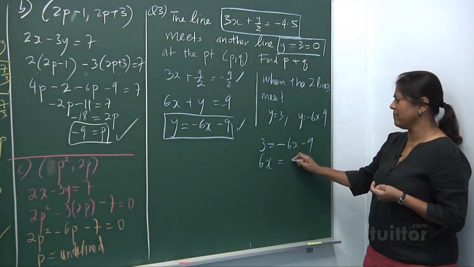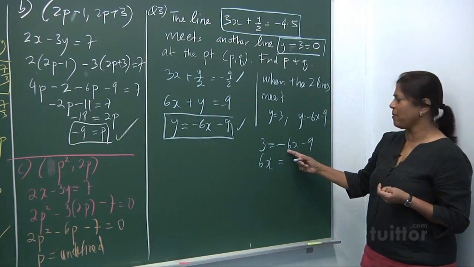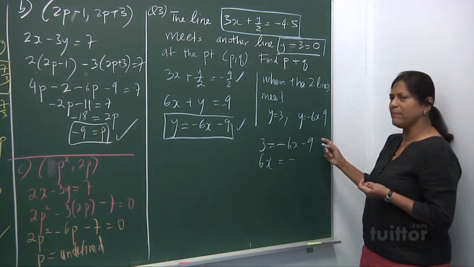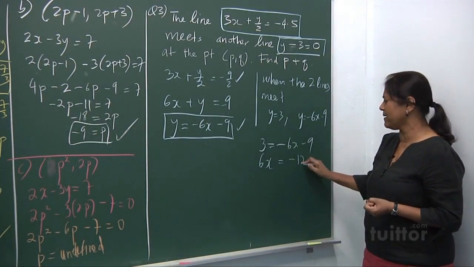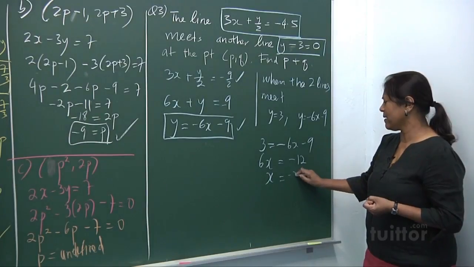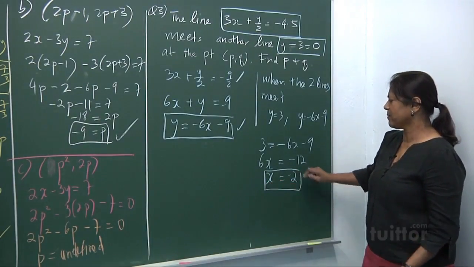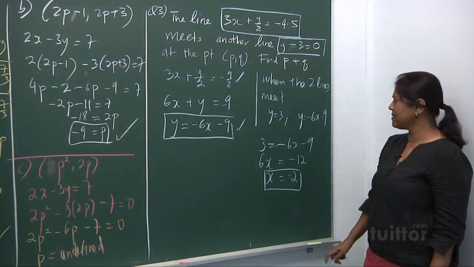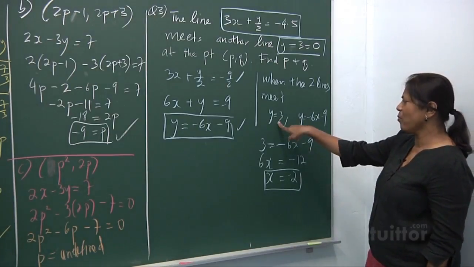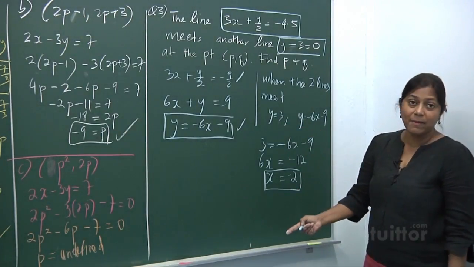Bring your 3 here. Make your 6x positive. When you bring your 3 here, minus 3 minus 9 is minus 12. Your x is minus 2. Great. So what happens? They meet. You can see that your y is 3, your x is minus 2.